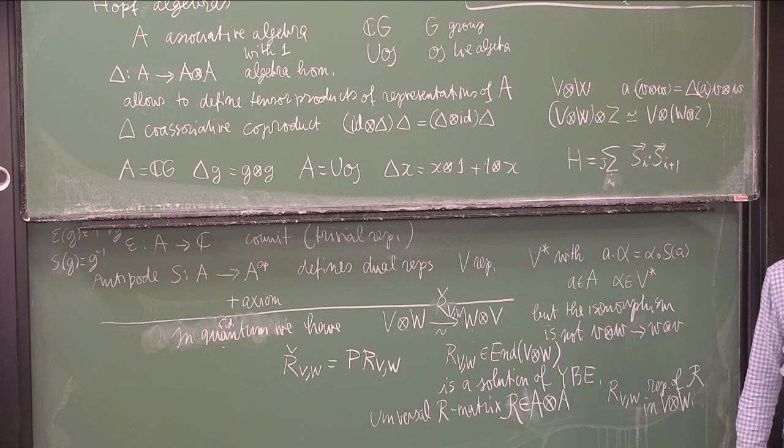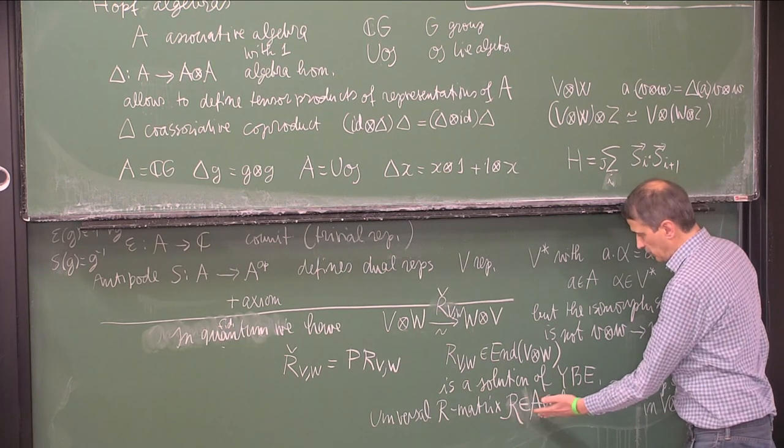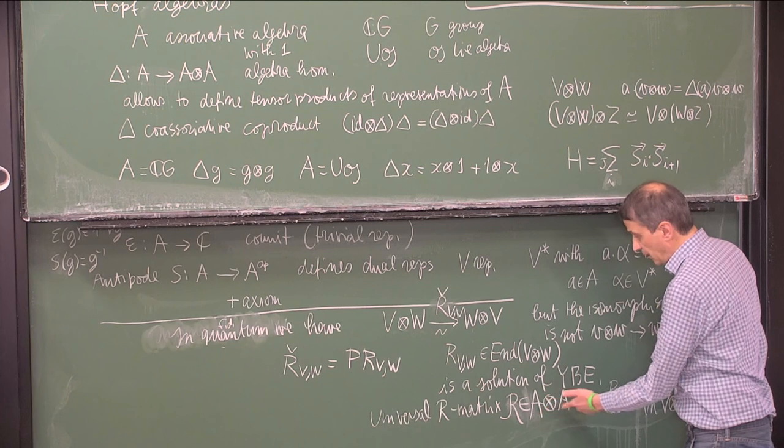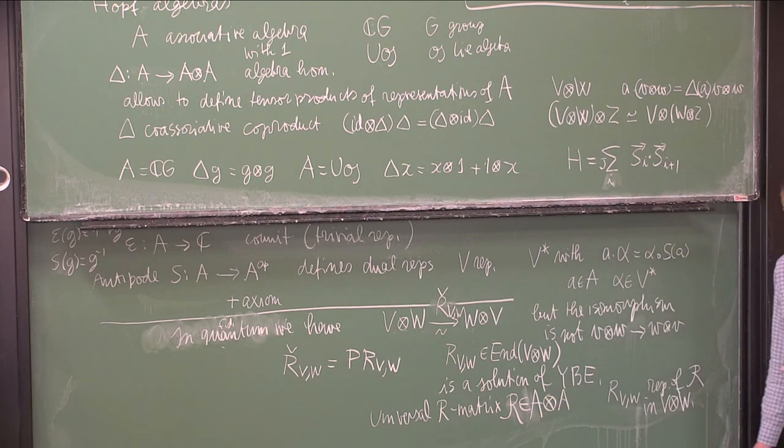In the end, I didn't understand the universality of this R matrix. Right. So if you have an element of A tensor A, then for any pair of representations of A, you get an endomorphism of this pair of representations. And if this R obeys the Yang-Baxter equation in the universal algebra, then it automatically obeys it in all representations. So for any pair you get an R matrix, and for any triple, a solution of the Yang-Baxter equation.